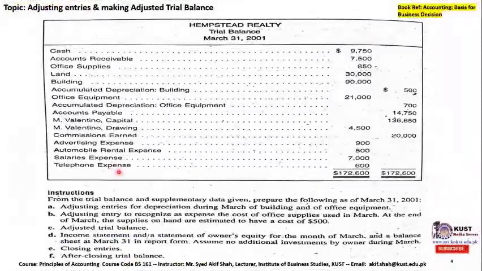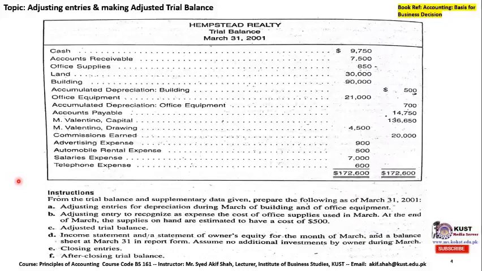The numerical illustration is also accompanied with the trial balance, which has multiple accounts like cash, accounts receivable, M. Valentino capital, commission earned, and later on the different expenses on the debit side and the credit side of the trial balance. Once again, I assume that you have listened to my previous lecture, because this lecture is in continuity to my previous lecture, where we are going to complete our accounting cycle.